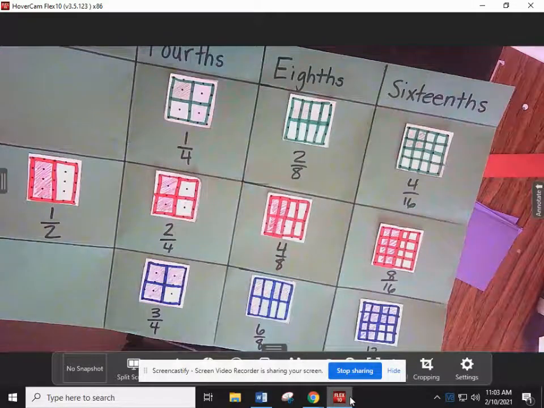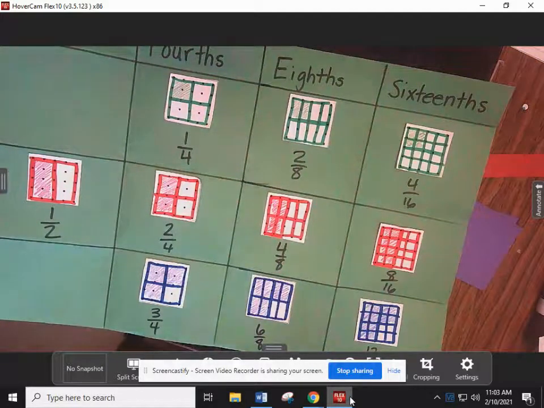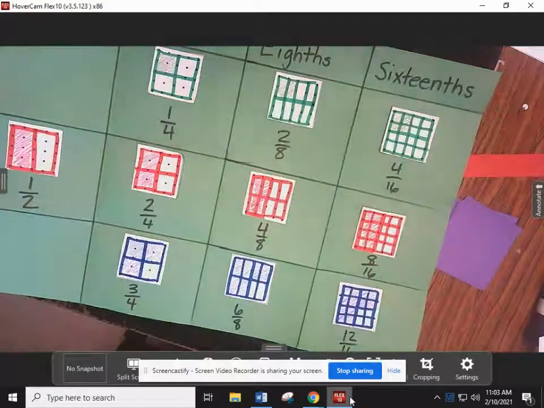Okay, then we got some people, this must be hard. They put their heads down. Heads up, people. Here we go again. We're going to do another subtraction.